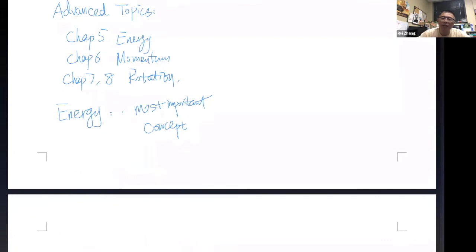In some sense, each branch in physics talks about a certain kind of energy you can have, or more than one kind of energy. So different branches in physics talk about different kinds of energies. That's how important this concept is in physics.